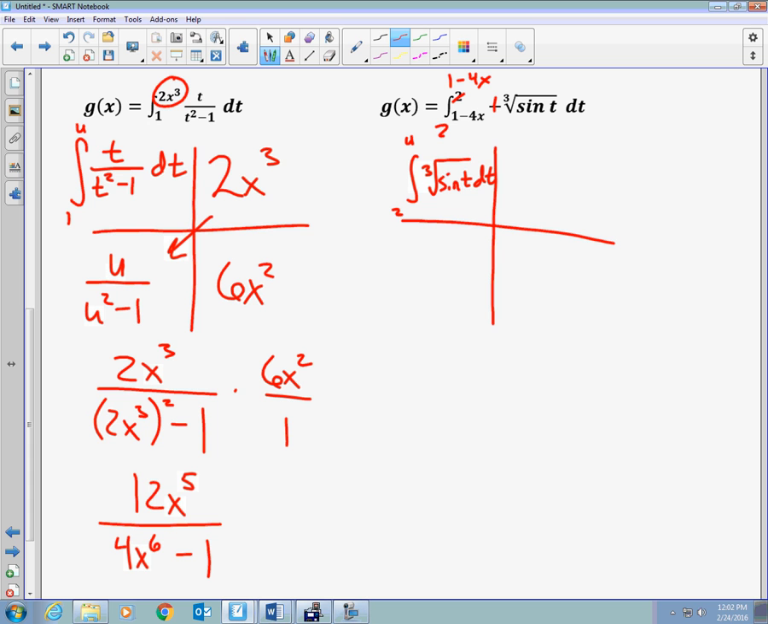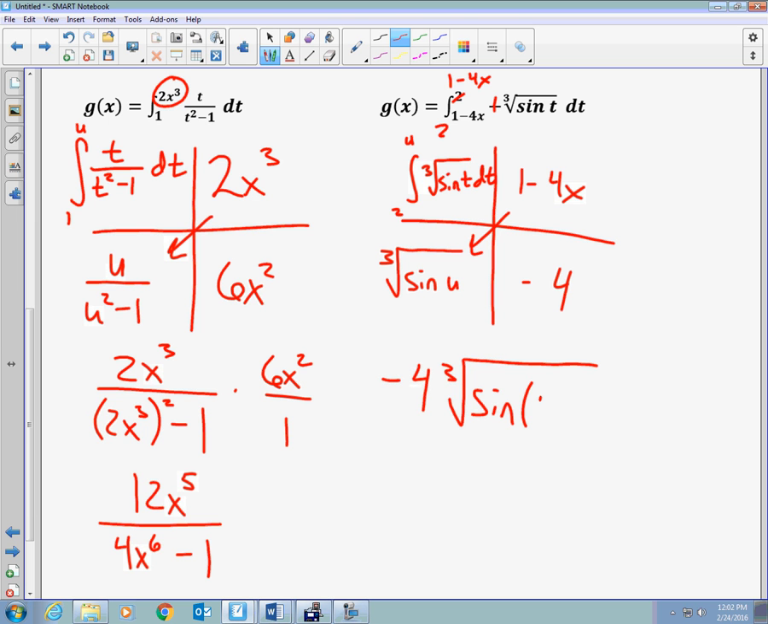Okay, so what is u? 1 minus 4x. That's going to be substituted in. The derivative of 1 minus 4x is negative 4. I take the derivative of the integral from 2 to u of the cubed root of sine of t. What do you get? Cubed root of sine of u. So I plug that in for u. I get negative 4 times the cubed root of sine of 1 minus 4x.